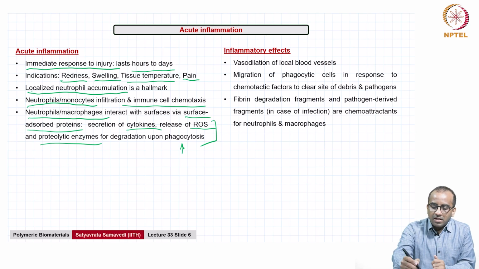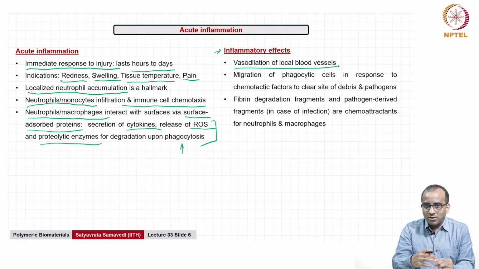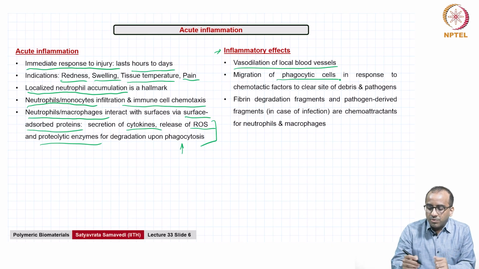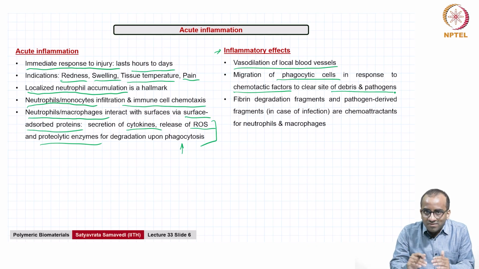And typically, inflammatory effects include vasodilation of local blood vessels. So, remember, the first response is vasoconstriction during the platelet plug formation and coagulation. Thereafter, vasodilation happens for some of these phagocytic immune cells to migrate to the site of injury. And that is done in response to chemotactic factors. And their goal, like we've just said, is to clear the site of debris and pathogens. In this case, when you have biomaterials that are implanted, it's not just debris and pathogens, it's the biomaterial itself. It's the implant itself that these fellows want to get rid of.